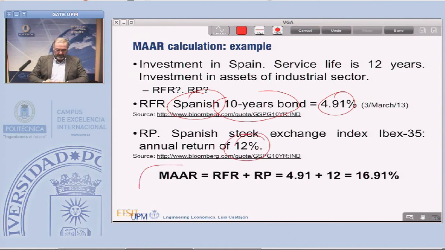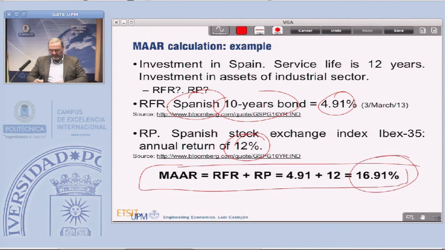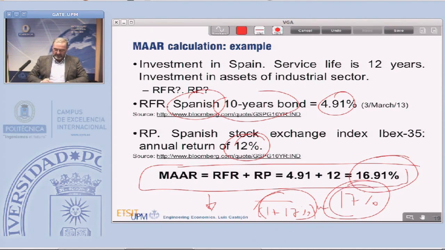So the minimum attractive rate for investing in Spain now could be around 16.91, so 17%. This is very high. So that's the reason, as any investment in Spain is divided by 1 plus 17% to the power of any year. So that's the reason the assets in Spain are quite cheap, because we are discounting a lot the asset in Spain, because the investors are using those interest rates.